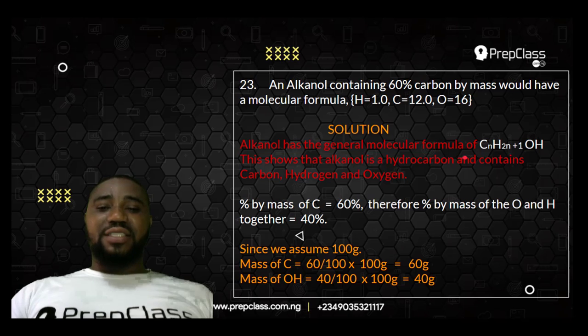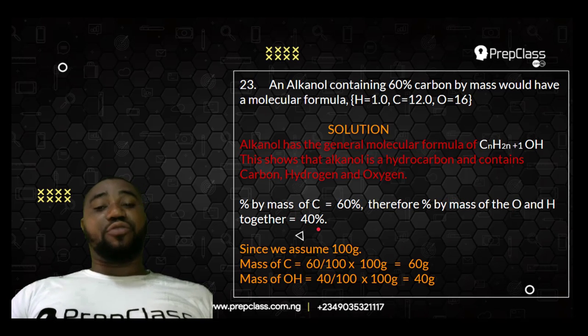Because it has this general molecular formula, you can see that an alcohol is a hydrocarbon derivative consisting of carbon, hydrogen, and oxygen. They've told us that the alcohol contains 60% by mass of carbon. Therefore, the percent by mass of oxygen and hydrogen together will be 40%.